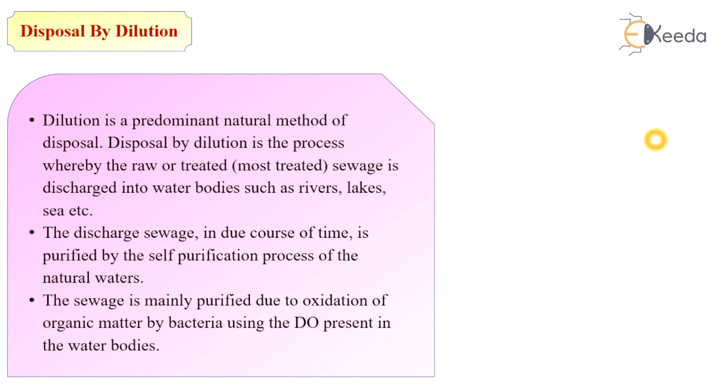The sewage is mainly purified due to the oxidation of organic matter by bacteria using dissolved oxygen present in the water bodies. In huge water bodies like sea, lakes and rivers, some amount of natural dissolved oxygen is present in the water or at the surface of these water bodies. So self purification is happening naturally. Again, self purification depends on the presence of oxygen in the water bodies. So oxidation of organic matter takes place naturally in the presence of dissolved oxygen, by the bacteria present in that water.